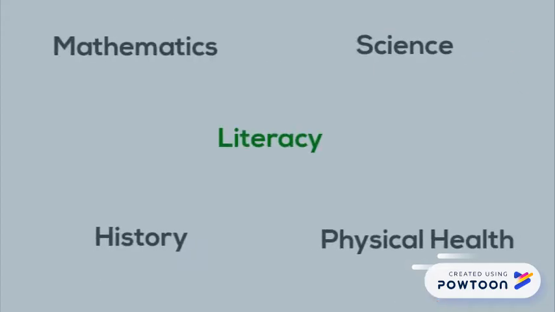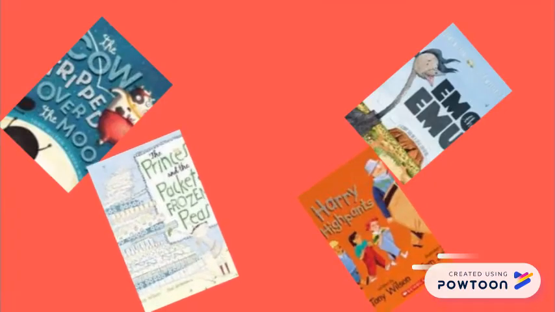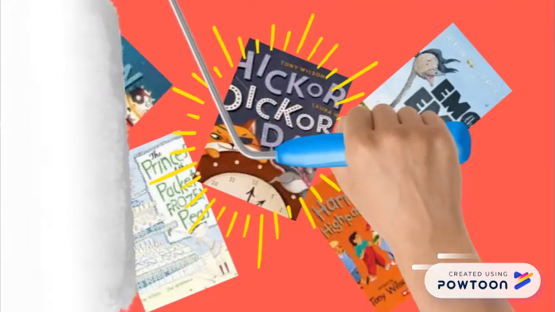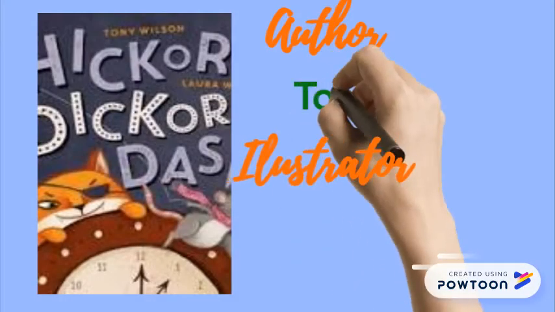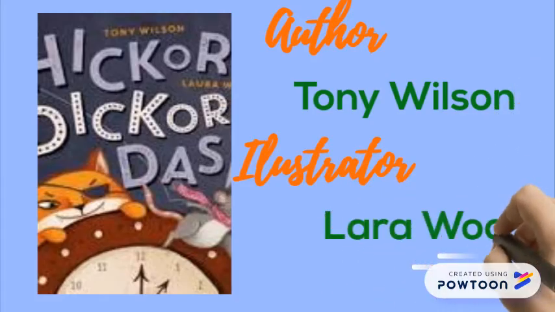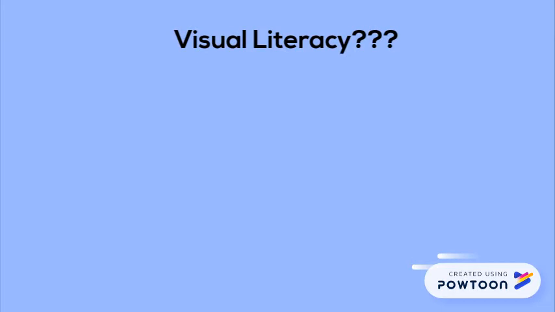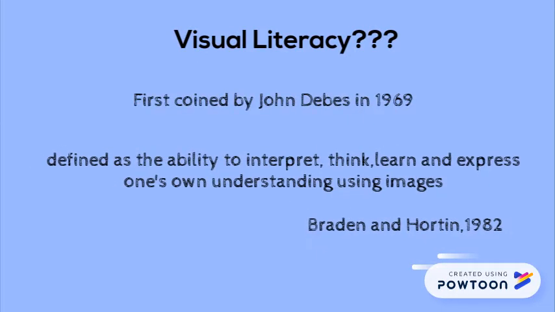Welcome to the Literacy Portal, a unit of work on Hickory Dickory Dash. Author Tony Wilson and illustrator Laura Wood. Before we get into the lesson, let us see what is visual literacy. This term was first coined by John Debs in 1969, and visual literacy is defined as the ability to interpret, think, learn, and express one's own understanding using images.